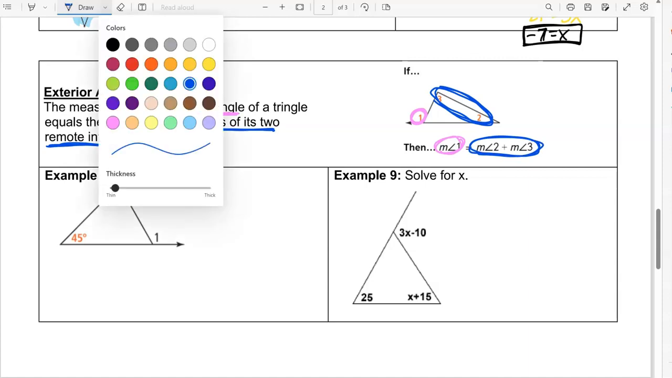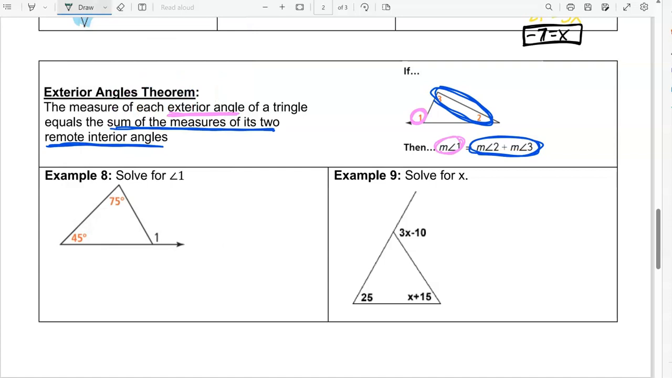Now, just to see why this makes sense, I'm going to put a little star right here. That green star right there. Angle 1 and that green star form a straight line, and a straight line is 180 degrees. Well, that green star and angles 2 and 3 are all inside of a triangle, which means all of those also add up to 180 degrees. That's why this theorem works, is because that little green angle is almost connecting them in a sense.